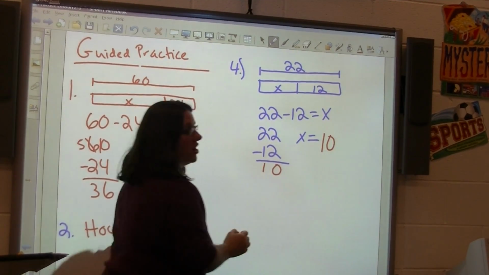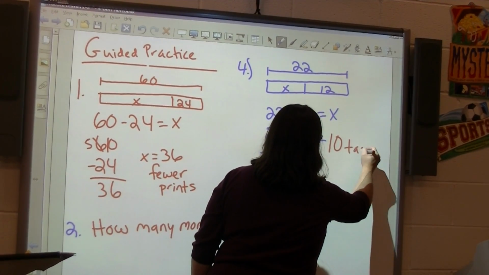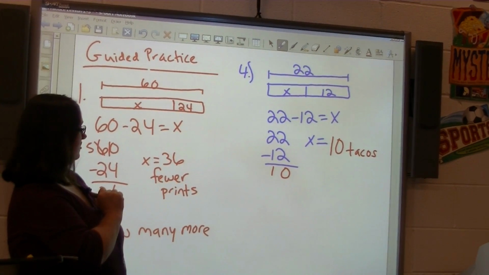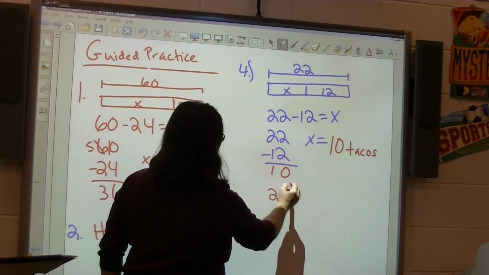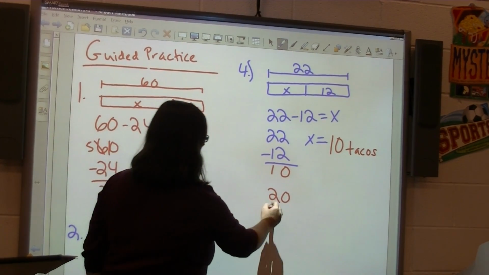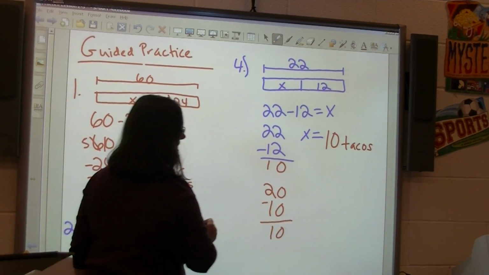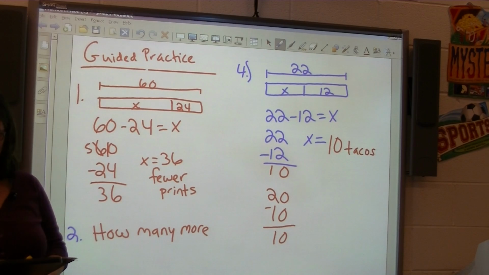And 10 what? What are we talking about? Tacos. Good. So our label becomes tacos. Okay, we need to check for reasonableness. Let's do it. Let's round 22 to 20, and 12 would get rounded to 10. And what's 20 minus 10? 10. And that comes out exactly. So our answer is reasonable.